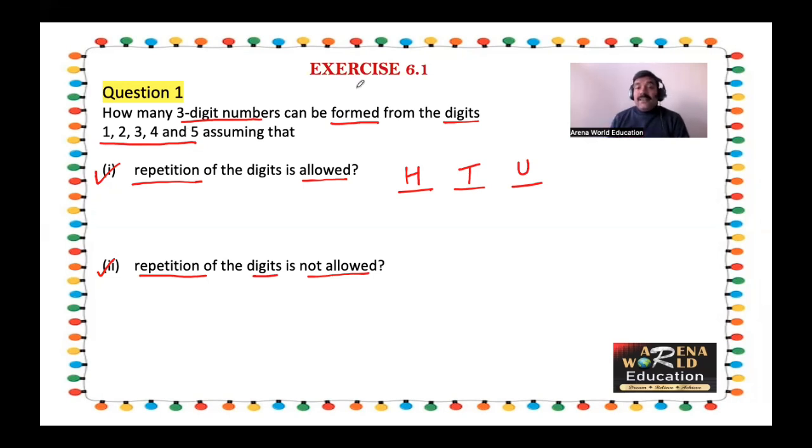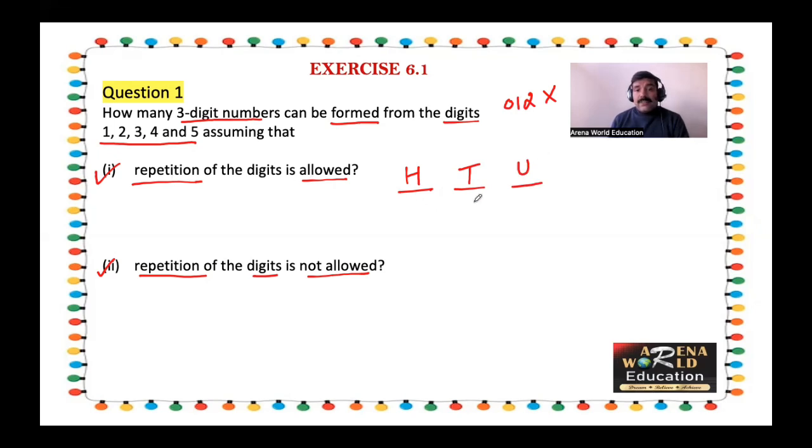Otherwise, if one of the numbers is zero, suppose you have to make a three-digit number from the digits 0 to 9, then we cannot take 0 at the hundreds place, because 0, 1, 2 cannot be a three-digit number. But here, all five are non-zero digits, so we can start either from the hundreds place or the units place. Here repetition is allowed.